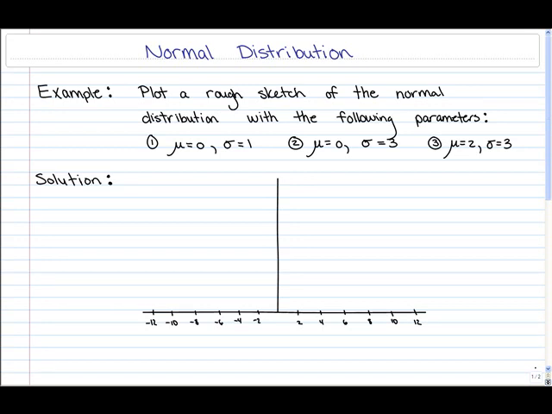So I want you to go and plot a rough sketch of the normal distribution with the following parameters. So for the first one here, plot the function where your parameters are mu is 0 and sigma is 1. Also plot another normal distribution with mu of 0 and sigma of 3, and plot a third normal distribution with mu of 2 this time and sigma of 3. I want you to pause the video now and plot all three of them right on this axis right here. Remember that the mean is the center of the distribution and sigma is the spread of the distribution.